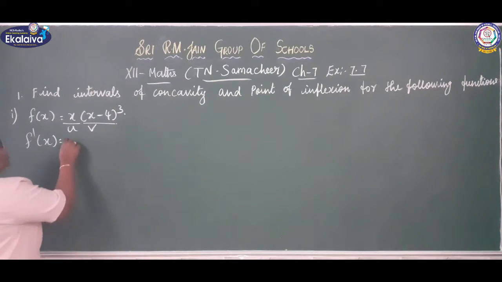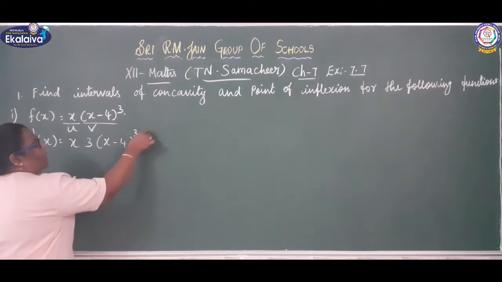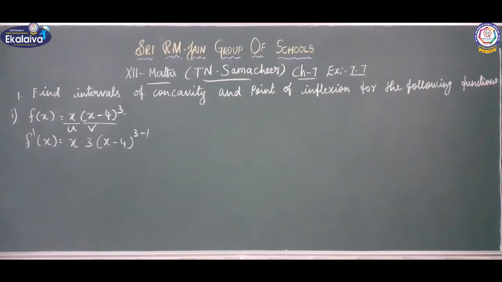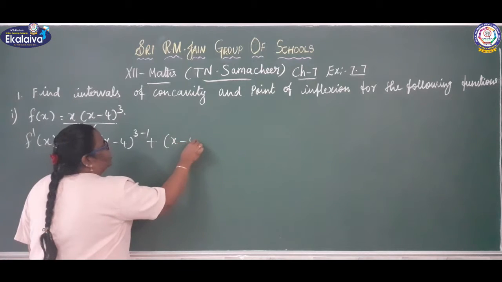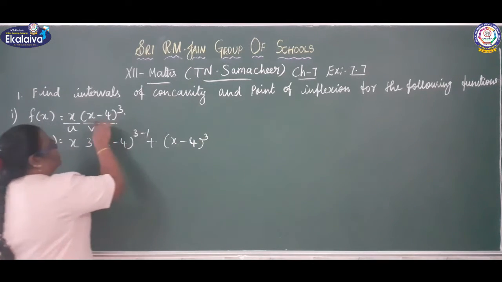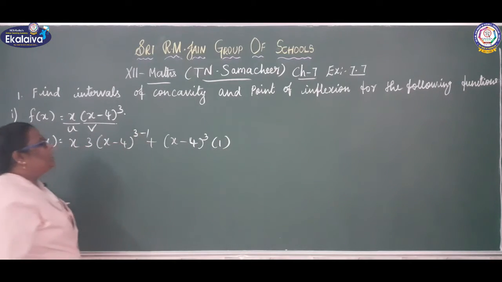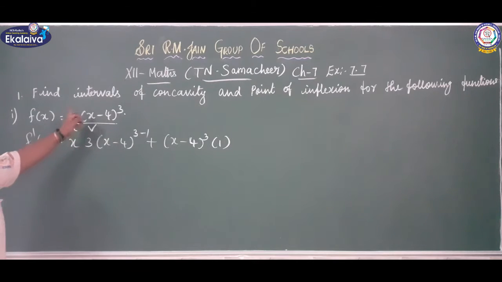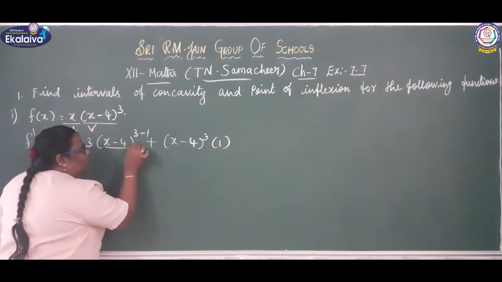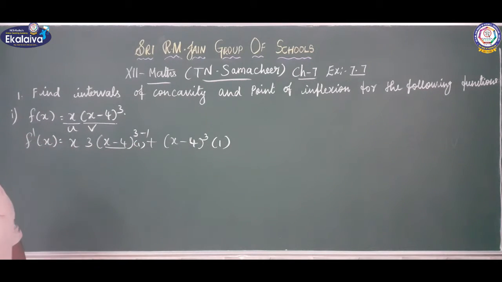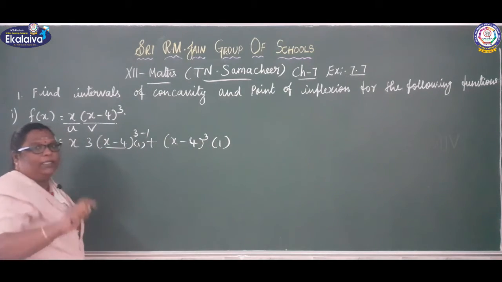v u dash. u into v dash, n into x power n minus 1, plus v into u dash. U dash, the differentiation of x, becomes 1. Is it clear? u into the differentiation of v is n into x power n minus 1. Then the differentiation of x minus 1 is what? 1 minus 0, the value is 1, plus v into u dash. U dash value is 1.